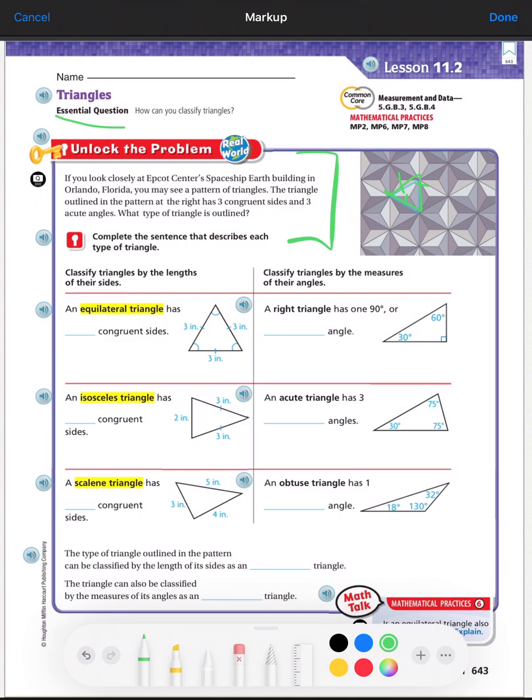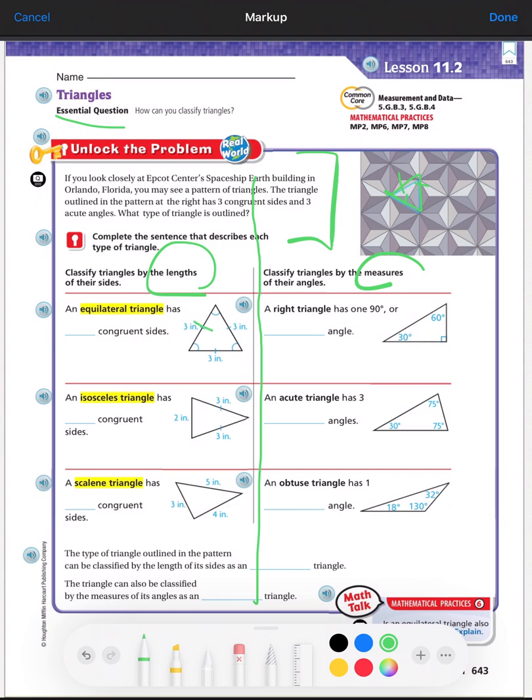So we can classify triangles two different ways. We can classify by lengths. We can classify by measures of their angles. That's the two different ways we can do it. If we think of these as two separate ways to classify, I'm going to split them in two there. It says an equilateral triangle has how many congruent sides?